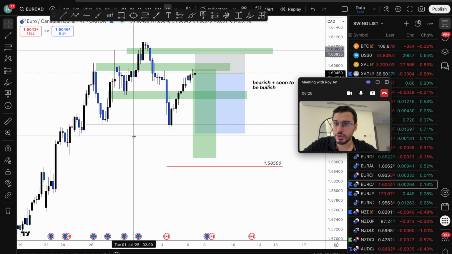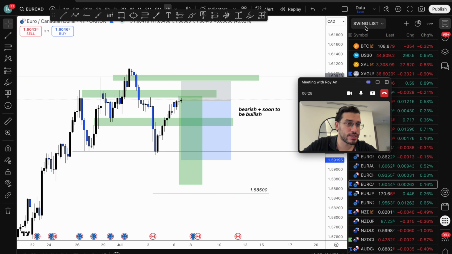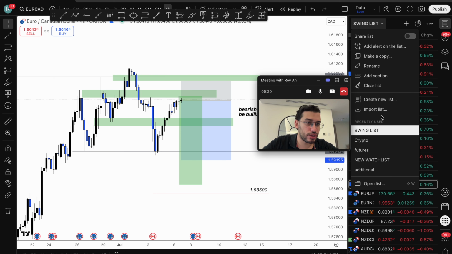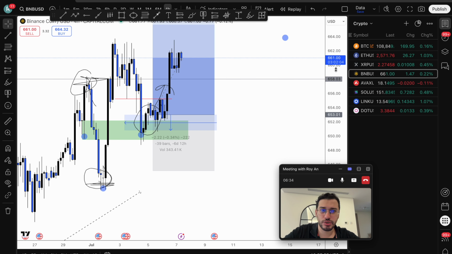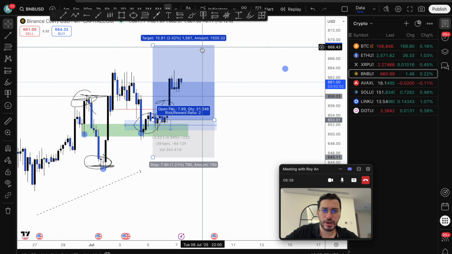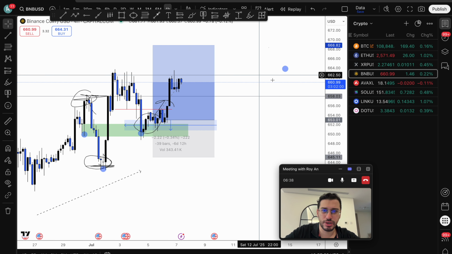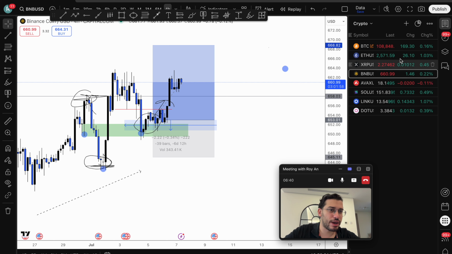For example, like this one, Euro CAD, I just entered it through to the downside. And for example, we can look at crypto. On the weekend, I entered this trade, this Binance trade right here. I'm still waiting for the market to hit that full $670 area. We will see how that goes.